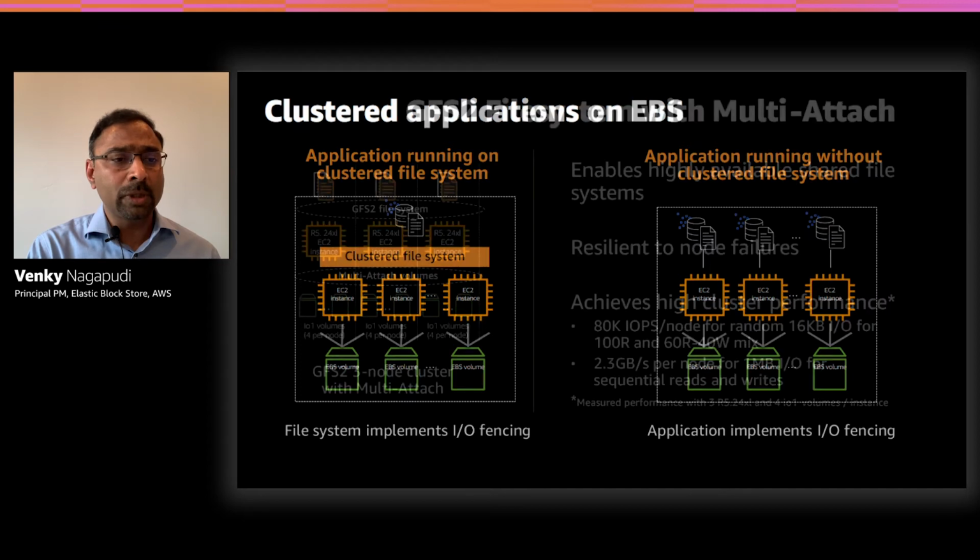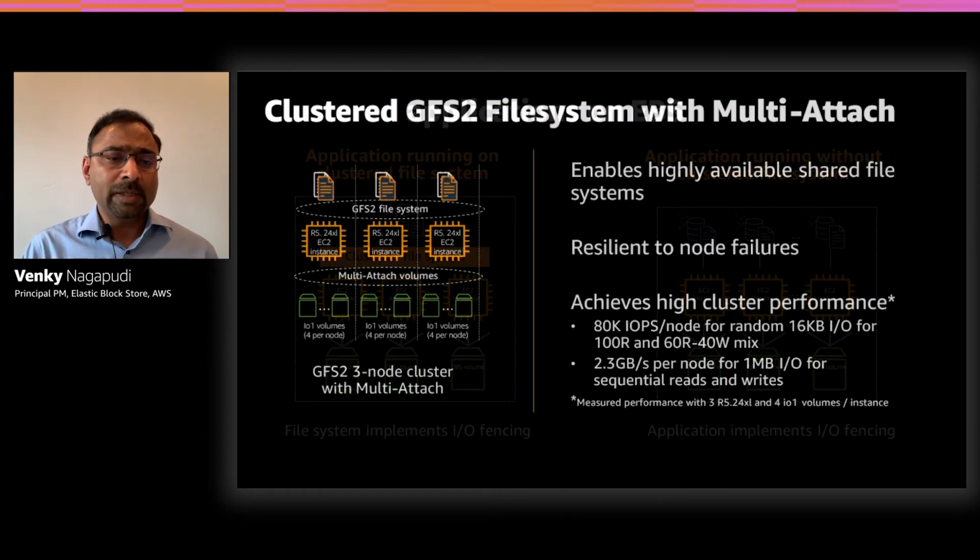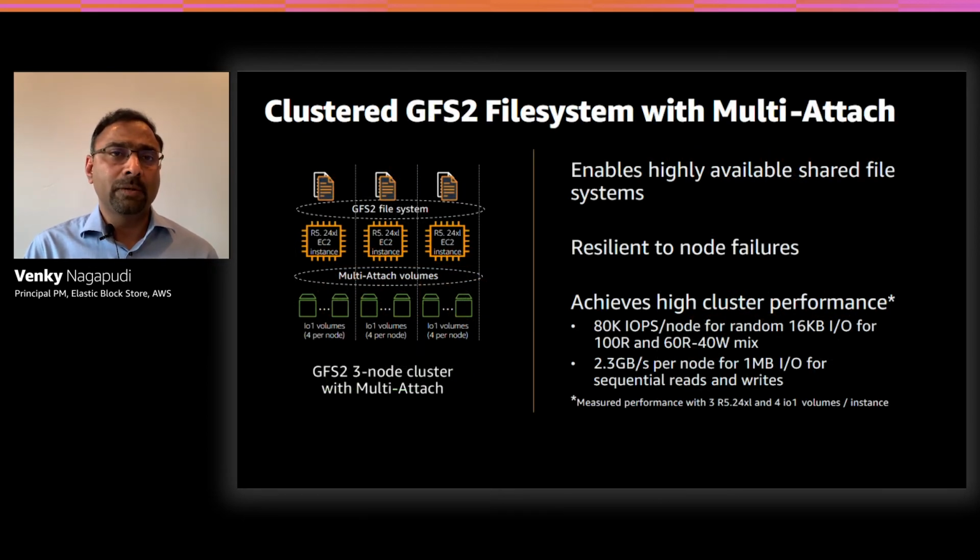So let's touch upon the first part. Let's say you wanted to create a clustered file system. Here is an example of a GFS2 file system. What we did was we created a 3-node GFS2 file system with R5.24XL nodes. And we pretty much saw the maximum performance that we could derive out of these 3 nodes, which was 240K IOPS for 16 kilobyte IOs. We also saw 7 gigabyte per second of bandwidth for sequential reads and writes.